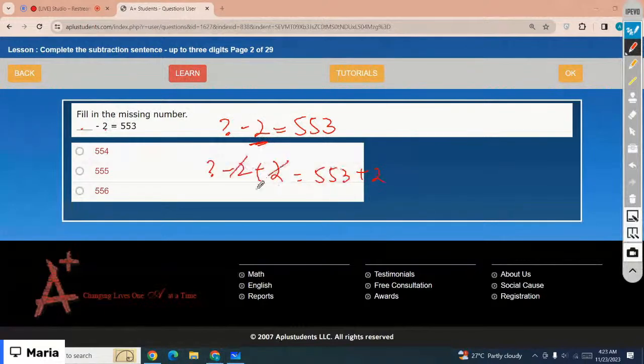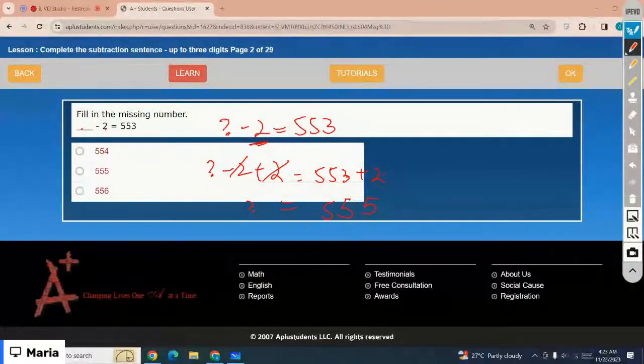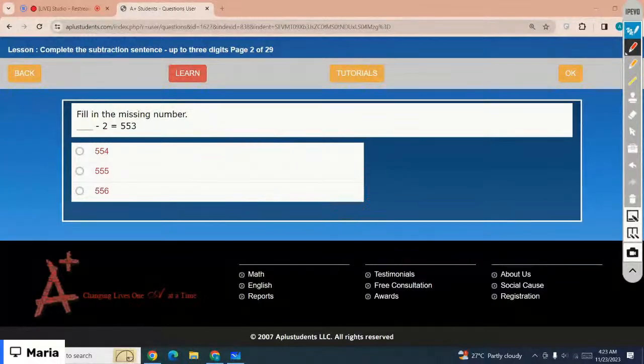So you can do minus 2 plus 2 and that equals 553 plus 2, right? 2 minus 2 is 0. So you are left with 553 plus 2, which is 555. So that means the missing number is 555. Use your notebook and pencil and you can write the answers in the chat box, right? So the missing number is 555. The correct option is option number 2.